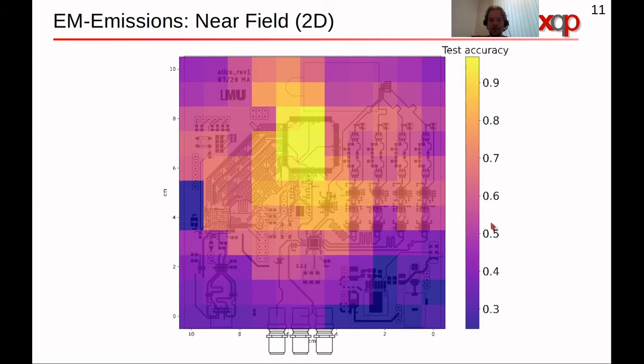And if you look at a 10 by 10, 1 centimeter spaced grid, what is our test accuracy for predicting the 4 symbols? You can see that in some regions we are not able to predict above 25%. However, in most regions, and most importantly above the FPGA, we are able to recover the key quite effectively.